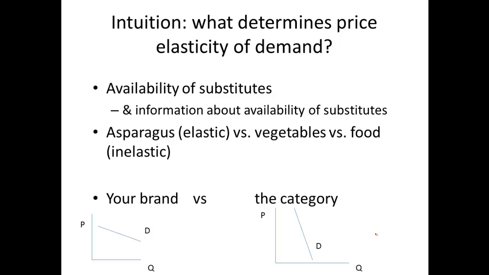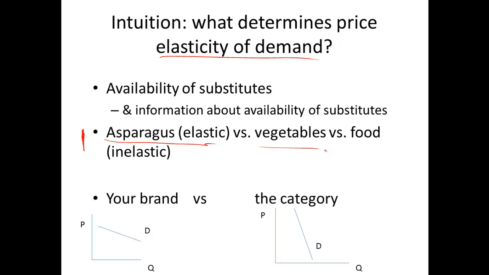Let's switch gears and talk a little bit about intuition instead of models. Let's think about what it is that determines the price elasticity of demand. You know, the price elasticity of demand is how responsive the quantity demanded is to prices. Probably the best answer here is the question of the availability of substitutes. If there are no substitutes for a product, it's difficult for consumers to substitute away from the product if the price goes up.